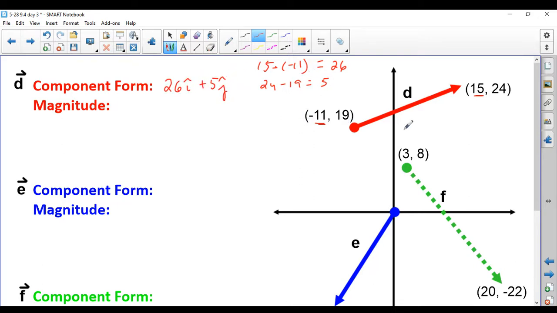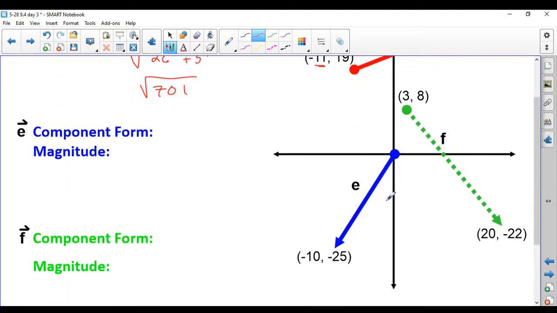And just check and make sure your answers make sense. This is going to the right 26 and up 5. That's a reasonable answer. If I want to find the magnitude of D, I would take the square root of a squared plus b squared. And for these, you're going to try and get them into simplest form, and you can use your calculator. 26 squared plus 5 squared is 701. The magnitude of this is the square root of 701.